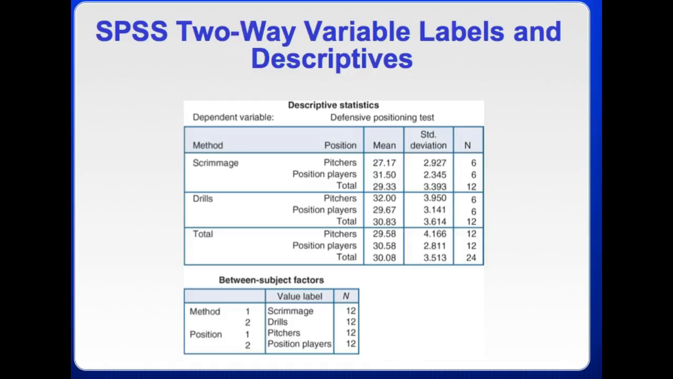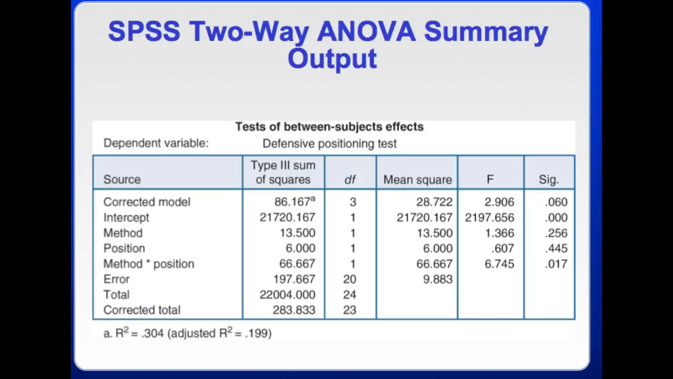And then here's your SPSS two-way variable labels and descriptives that came out of that, with the methods scrimmage and drills, and then between-subjects factors. Here's the rest of that two-way ANOVA summary. You can see how significant it was right there according to the source.